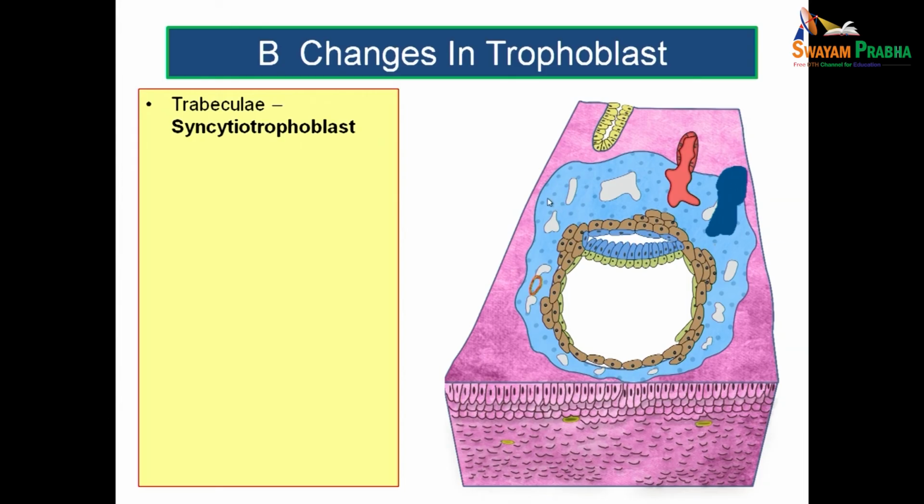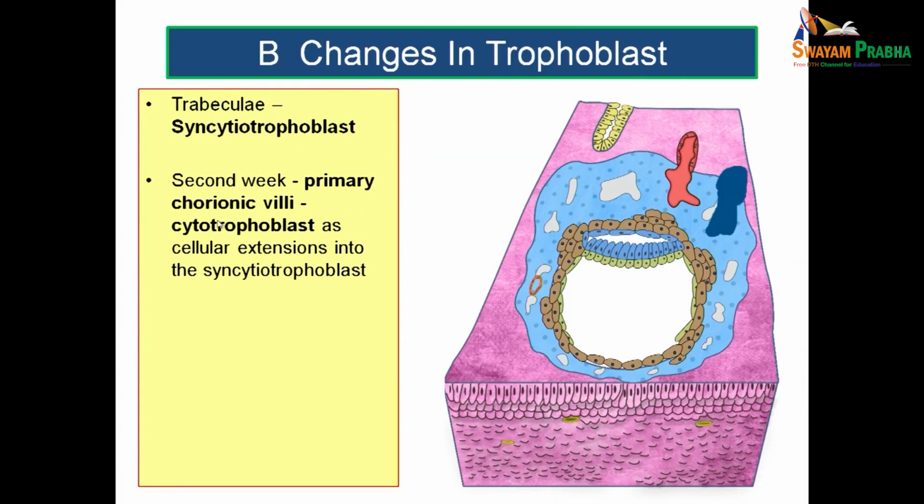We can see the syncytial trophoblast between the lacunar spaces. The syncytial trophoblast lying between the lacunar spaces is known as the trabeculae. These lacunar spaces are later invaded by the endometrial arteries and endometrial veins. So, the part of syncytial trophoblast between the lacunar spaces is known as the trabeculae.